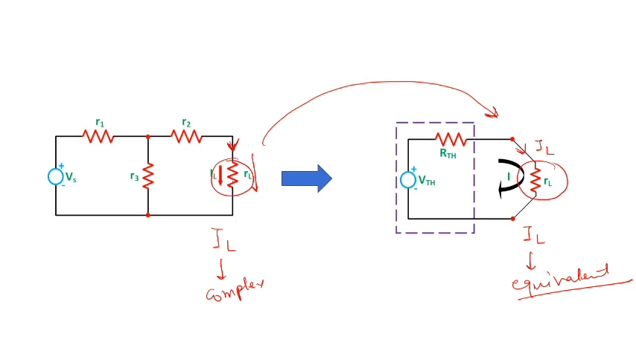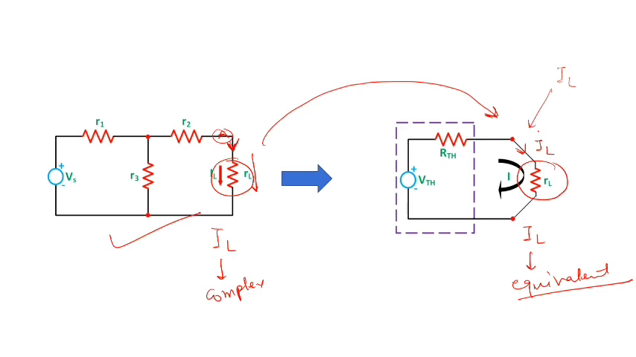So in order to verify Thevenin's theorem, firstly, we are going to measure IL in the complex circuit with the help of an ammeter, and secondly, we are going to calculate IL in the equivalent circuit, and we'll check whether these two values are equivalent to each other or not. If they are equivalent, then we can easily say that our Thevenin's theorem has been verified.